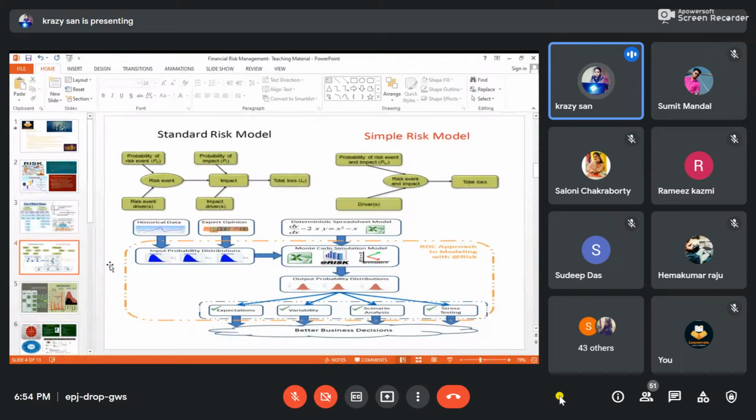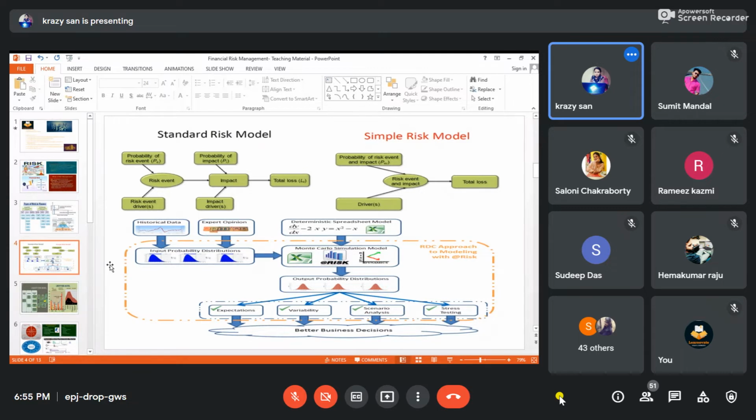Then the input probability contribution is seen. Over there you can find the deterministic ones. The formula is dy/dx minus 2xy equals x squared minus x. Over here we calculate from historical data and expert opinions, and then we input some points from our side, and that is calculated. The Monte Carlo simulation model is also followed, and output probability distribution is also followed. When these steps are followed properly, we see what our expectation was, how variable this was, whether we are lowering or increasing the stress, and scenario analysis.